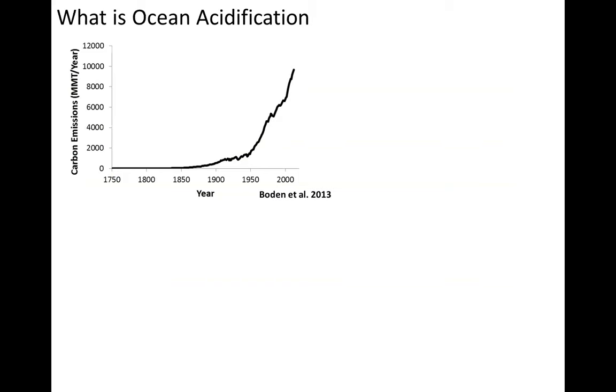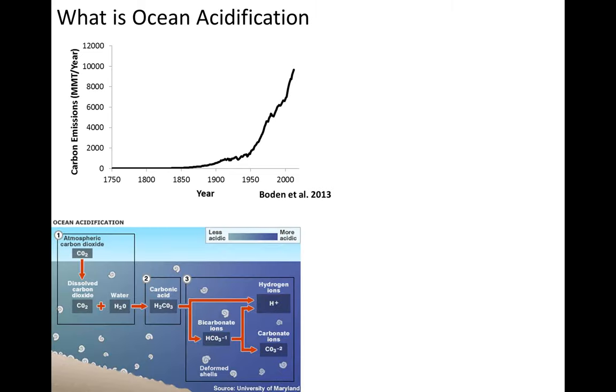So just what is ocean acidification? This is a graph of the carbon emissions in millions of megatons per year. This is from the CDIAC website, and basically what you'll see is that the burning of fossil fuels increases, and per year we're continuing to increase the emissions of CO2 in the atmosphere.